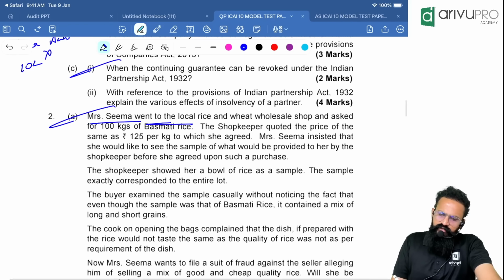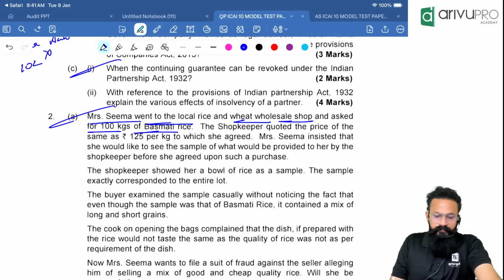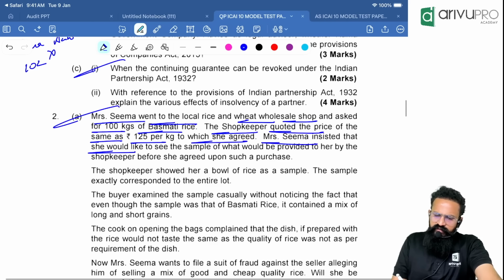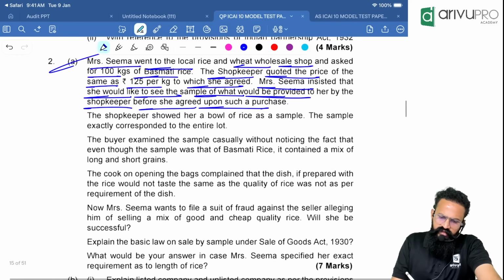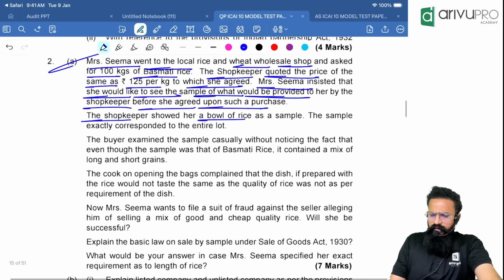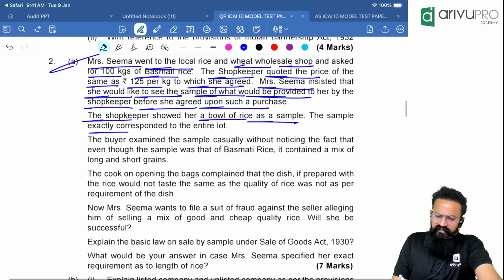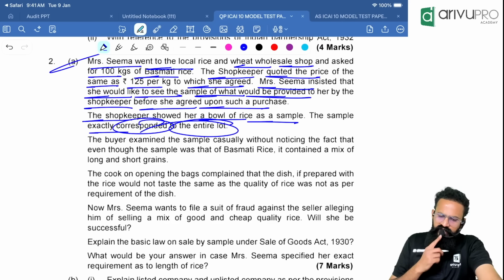Ms. Seema went to the local rice and wheat wholesale shop and asked for 100 kgs of basmati rice. The shopkeeper quoted the price of the same as 125 per kilo, to which she agreed. Ms. Seema insisted that she would like to see the sample of what would be provided to her by the shopkeeper before she agreed upon such a purchase. The shopkeeper showed her a bowl of rice as a sample. The sample exactly corresponded to the entire lot.